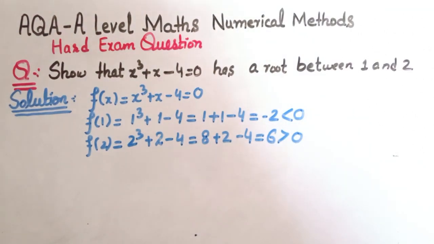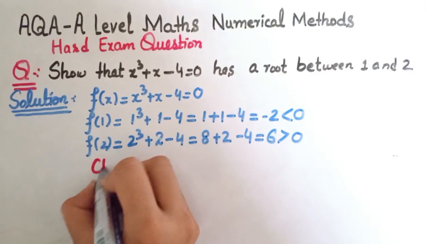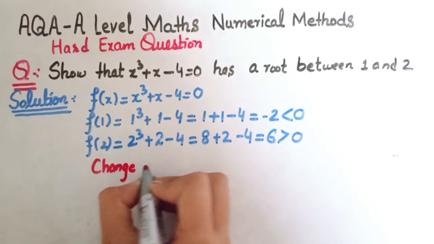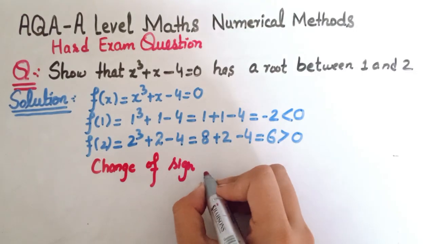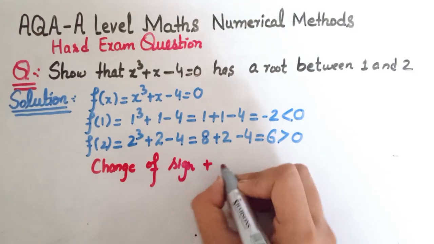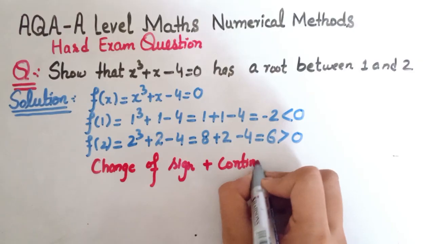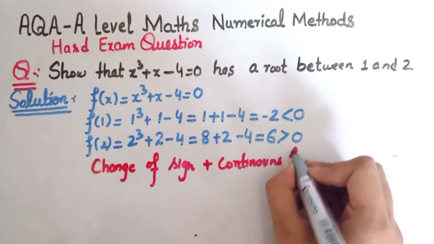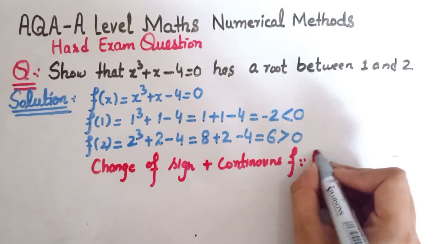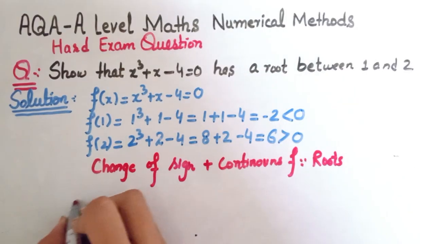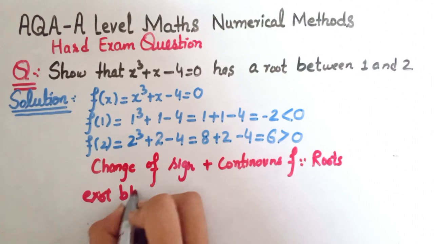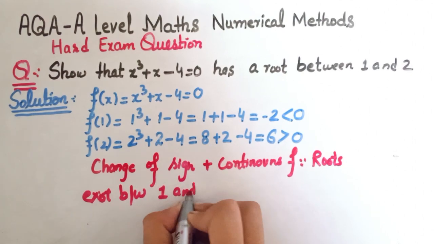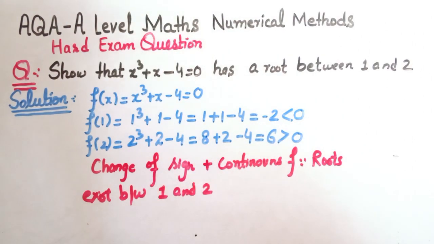So the change of sign, plus the function being continuous, tells us that a root exists between 1 and 2. Now we will solve the next question, question number 2 here.